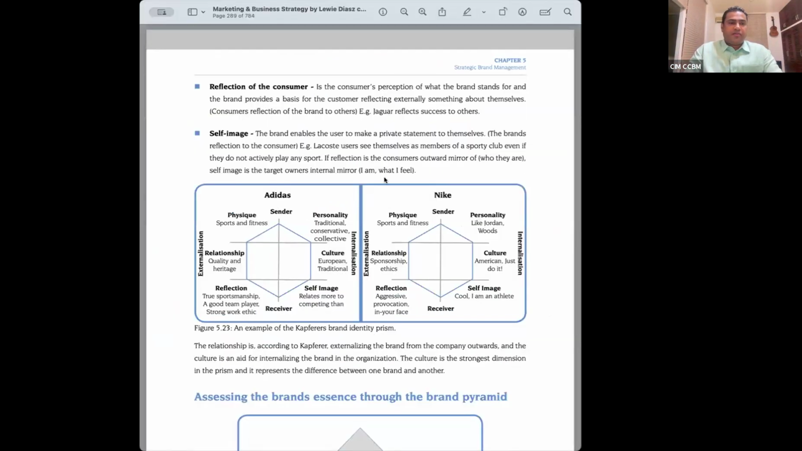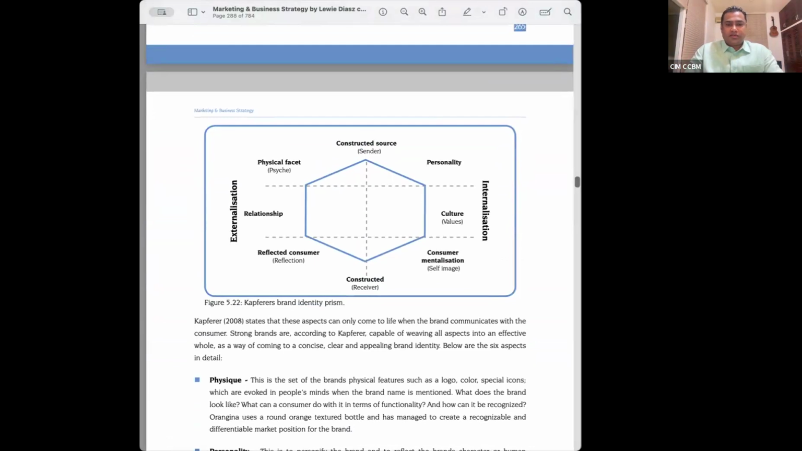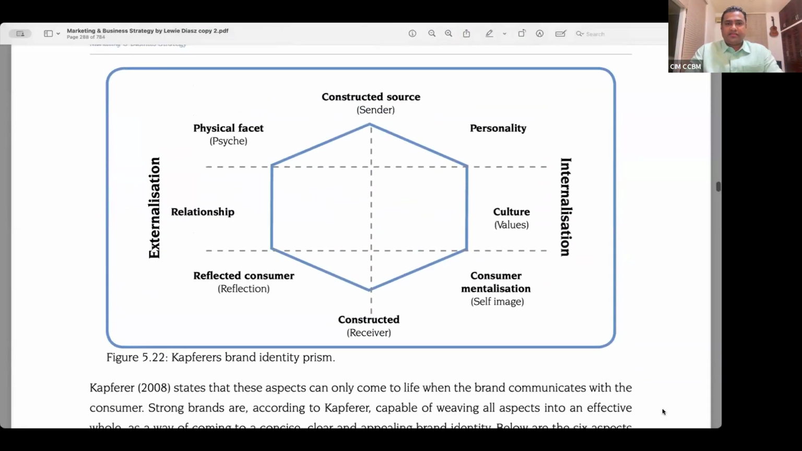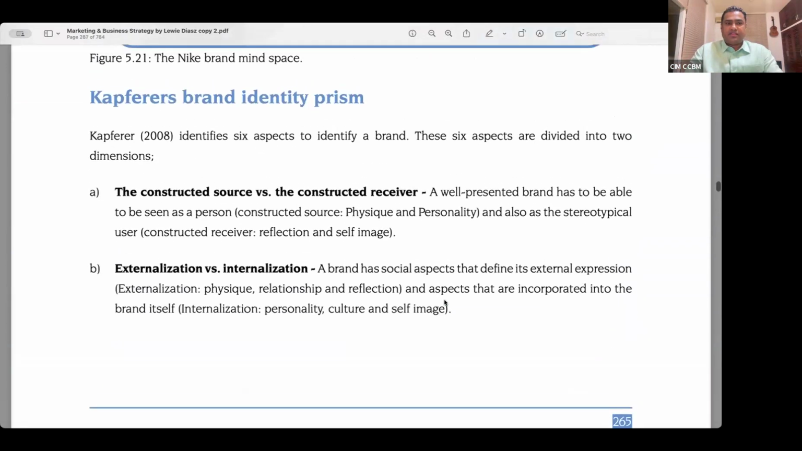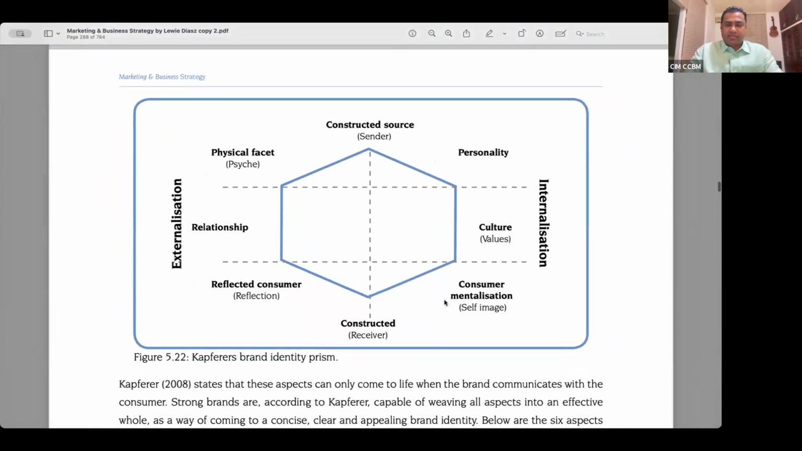I'll give you a description of each of these prism components. This is from my book. The brand identity prism, Kapferer's prism. You need to study these. There can be questions.